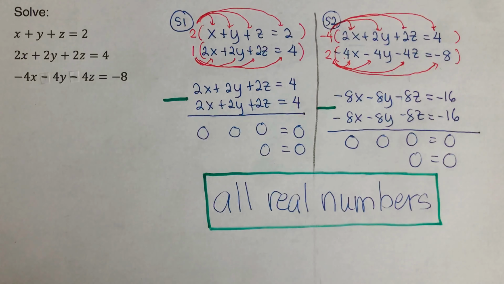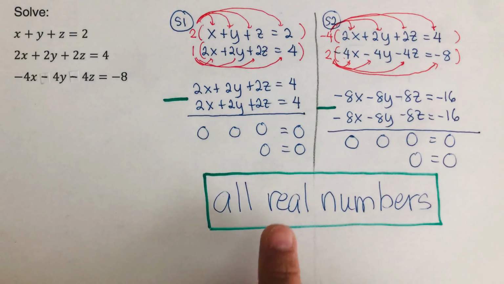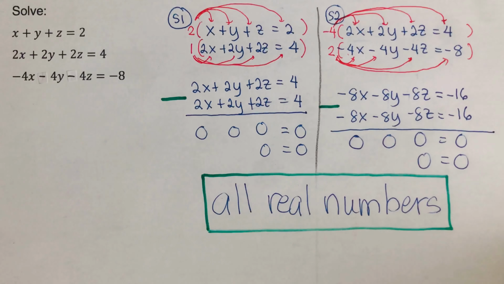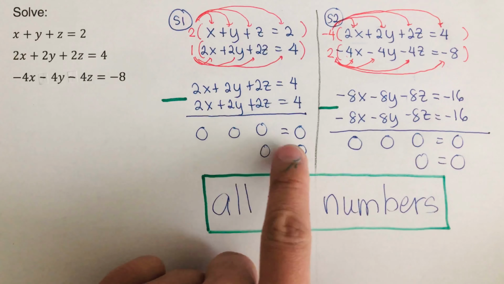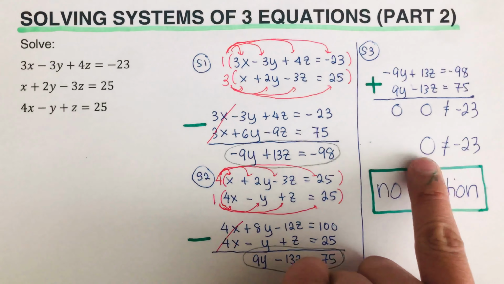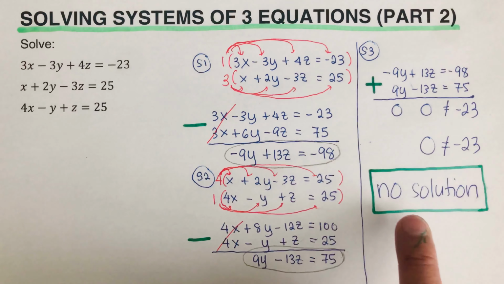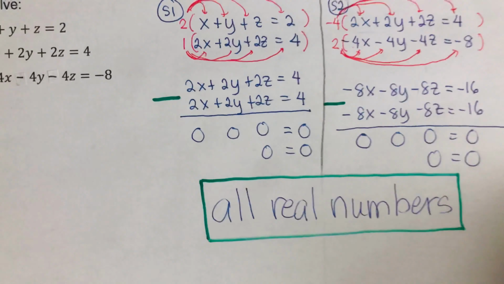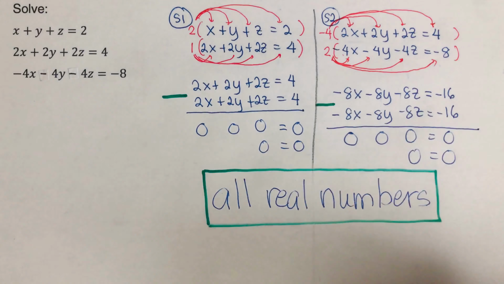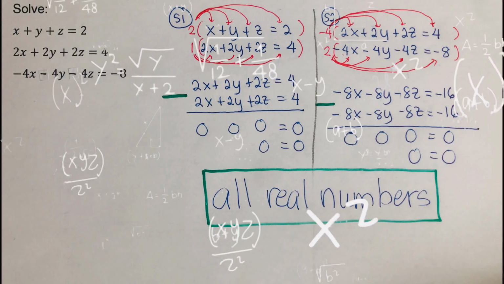Okay, now please make a distinction between all real numbers and no solution. For all real numbers, it's 0 equals 0 because it makes sense. But for no solution, if both sides of the equation are not equal, then we go ahead and say that there's no solution. Did you get the same answer as this? All real numbers? Good. Perfect.